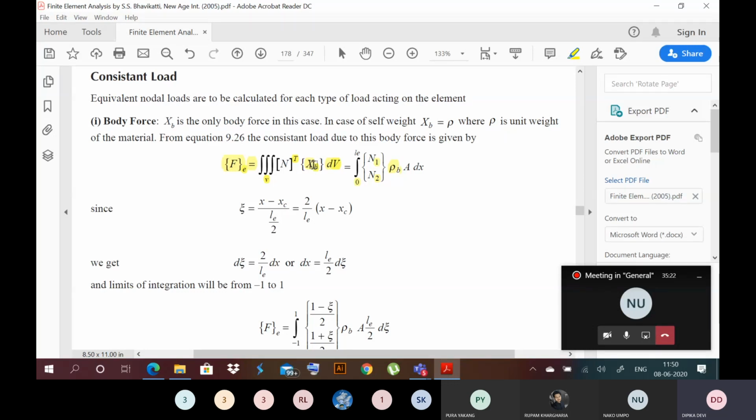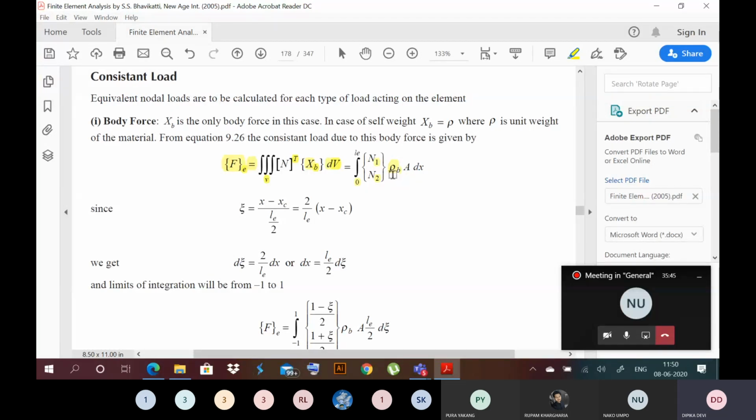But here in this case, we have body force only in the x direction. So therefore, we'll have only one component, that is rho. So there is a mistake. They have used rho here and rho B here. It should be only rho. So our contribution of the body force will be the integration over length of N1, N2 into rho into A into dx.